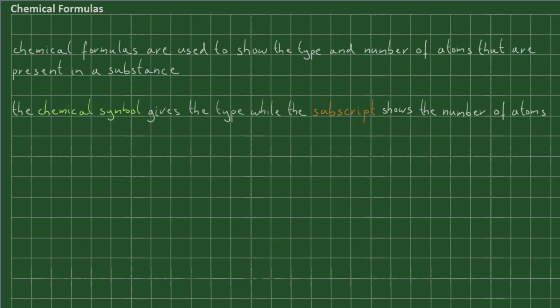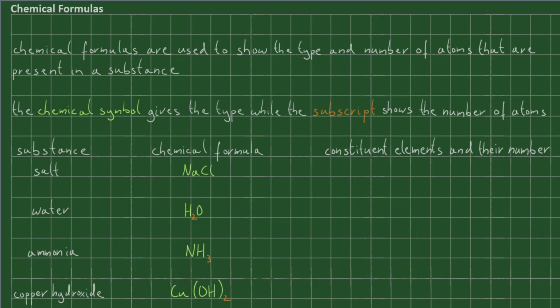A chemical formula is used to show the type and number of atoms present in a particular substance. The chemical symbol gives the type, while the subscript shows the number of atoms present. What do I mean by that? Well, let's look at a few examples.